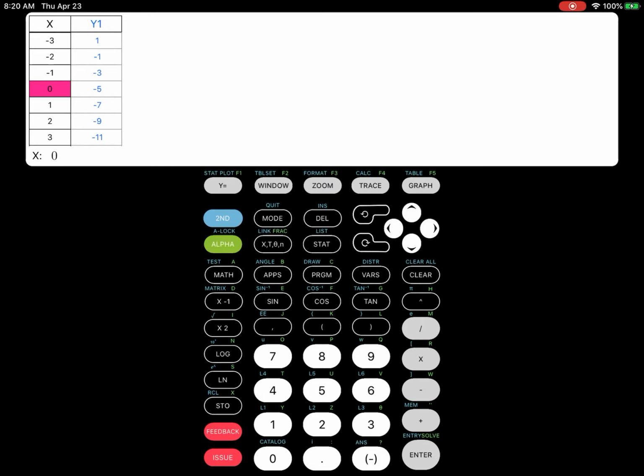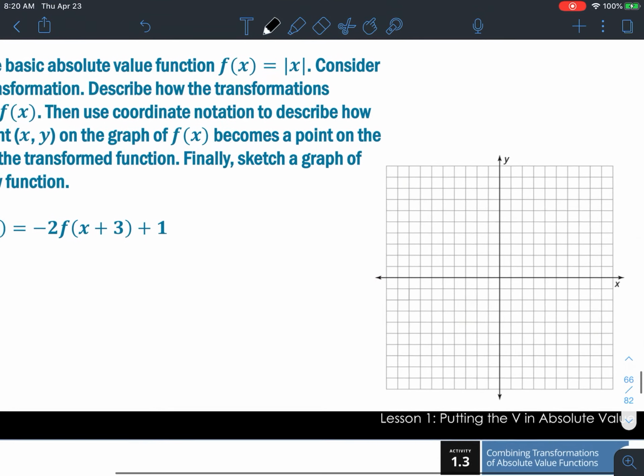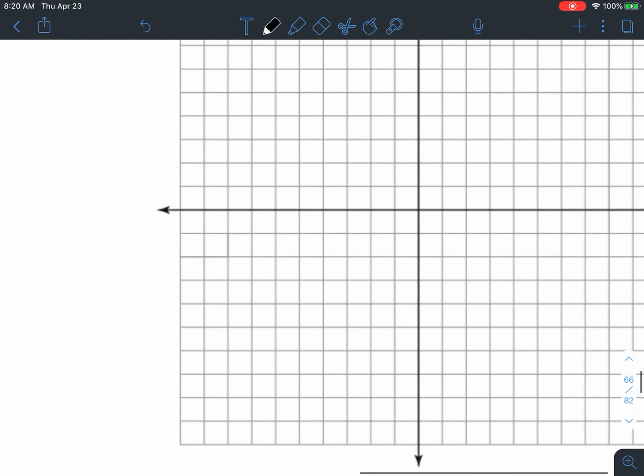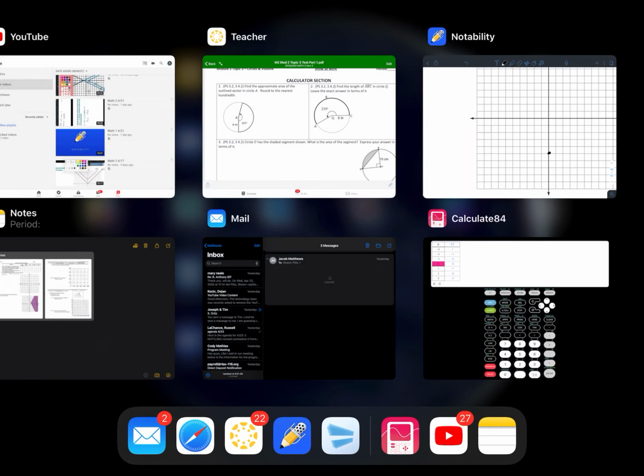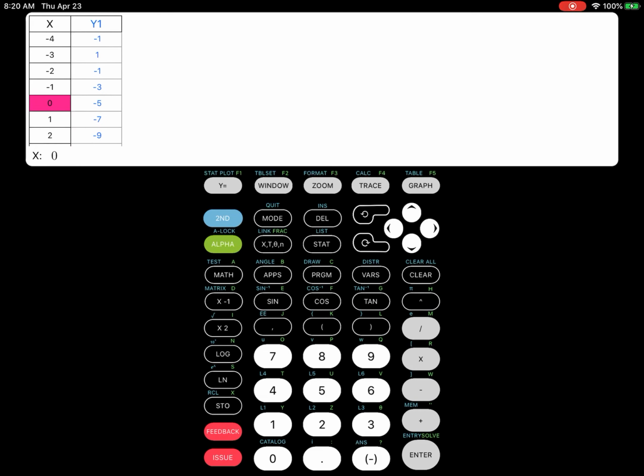Because we know that there is a -2 in front, we automatically know it's going to be a downward looking one. Okay, so now we know 0 is -5. So we go back to our graph. So when x is 0, we're at -5, so we have to count down 5. 1, 2, 3, 4, 5. We'll always start that way, make it easy.